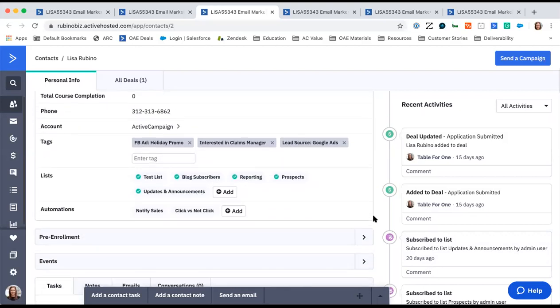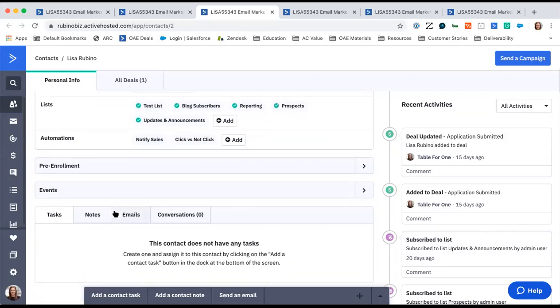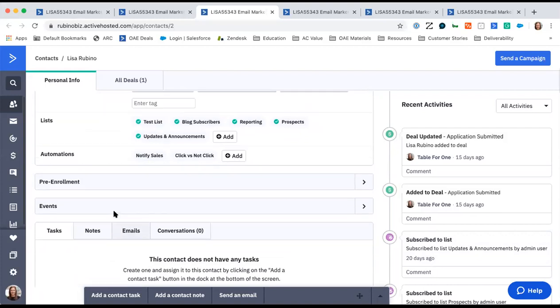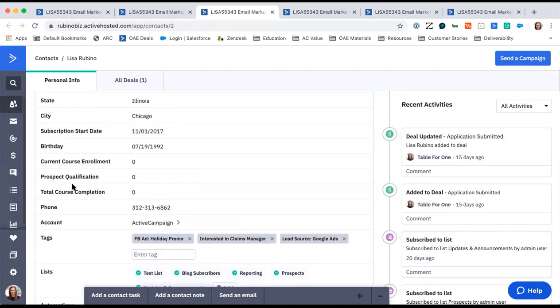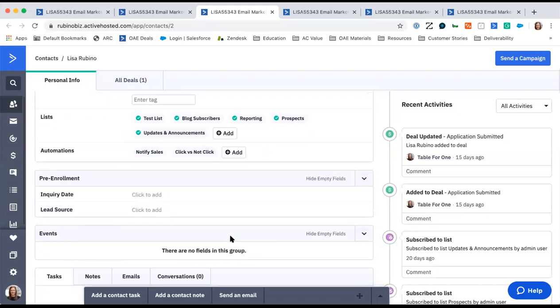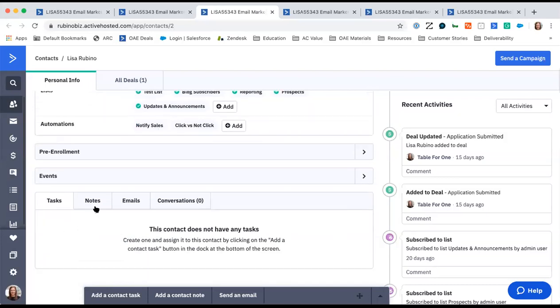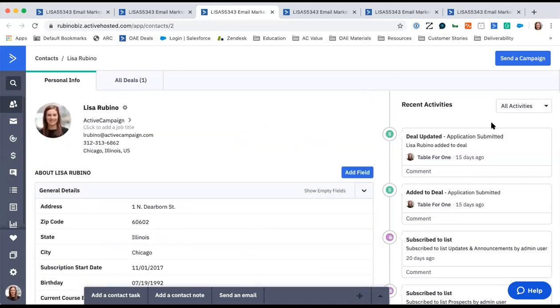From an organization standpoint, any lists that your contacts are in will be stored here, and also any automations that they're in as well. And then, especially with organization, we can also group together these fields so they're easy to view within the contact record. Also, any tasks, notes, emails will be stored here.